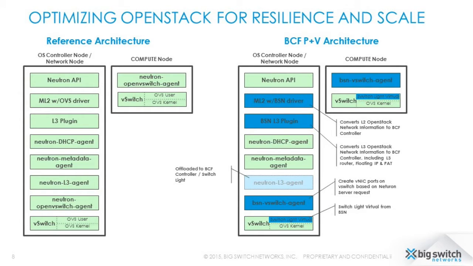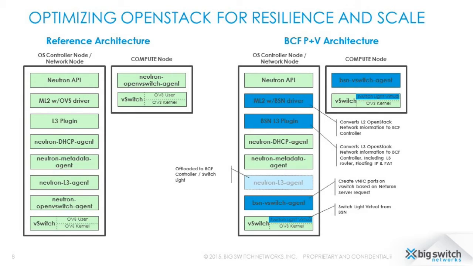On this slide, I have OpenStack reference architecture on the left hand and Big Cloud Fabric P+V architecture on the right hand. Boxes with light green color indicate OpenStack components. Boxes with blue color indicate components that are replaced by Big Cloud Fabric P+V solution. Starting from top, ML2 driver and L3 plugin are replaced with BSN ML2 driver and BSN L3 plugin. These convert layer 2 and layer 3 OpenStack networking information and pass it to BCF controller.